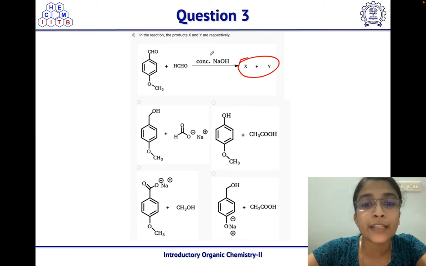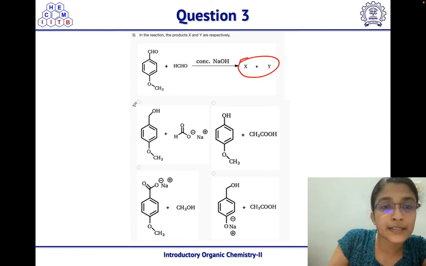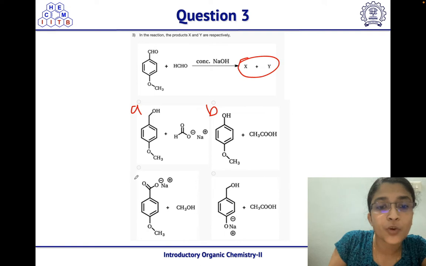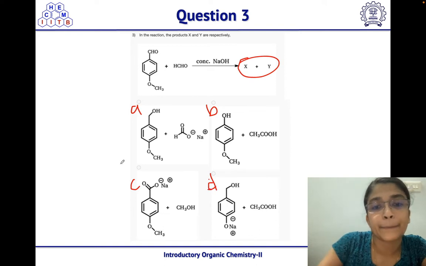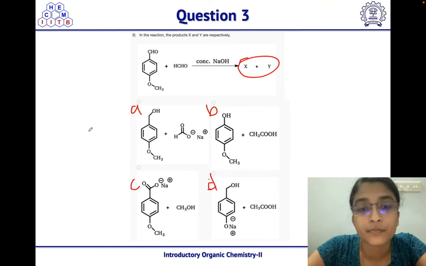Does anyone have any idea? If I mark this as option A, this as option B, this as option C, and this as option D, what will be the right answer? Any idea? What will be the right answer?